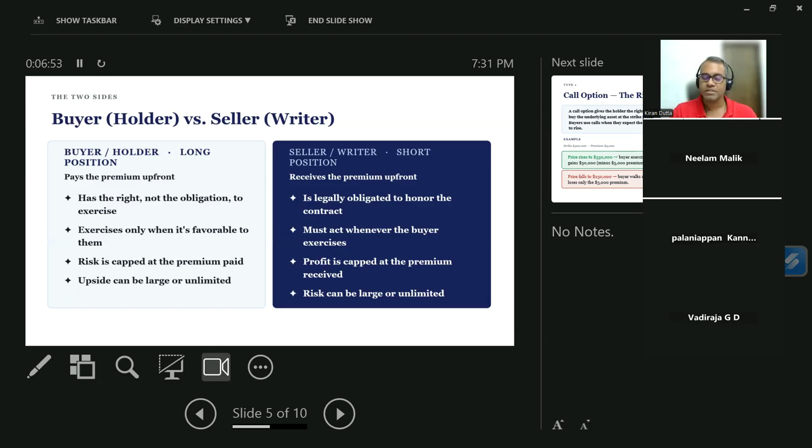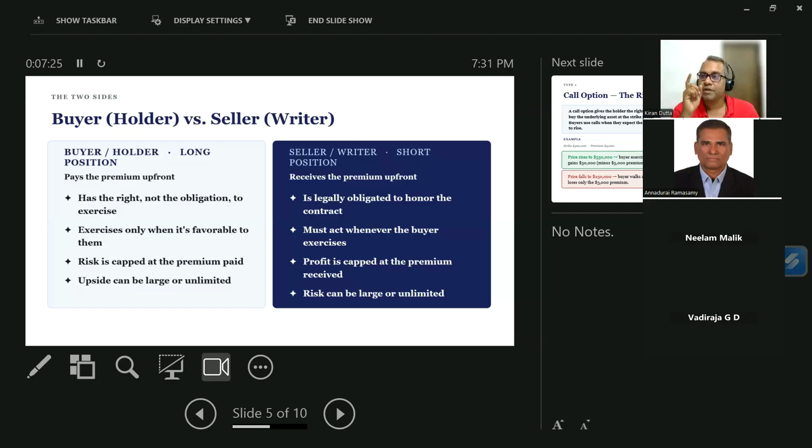But in case the property value has gone from 1 crore to say 65 lakhs, let's analyze. In that case, what is going to happen with the buyer? He will not honor, sir. What is the loss? 1 lakh. Got it, right? 1 lakh is the loss. That's it. The loss is limited for the option buyer.